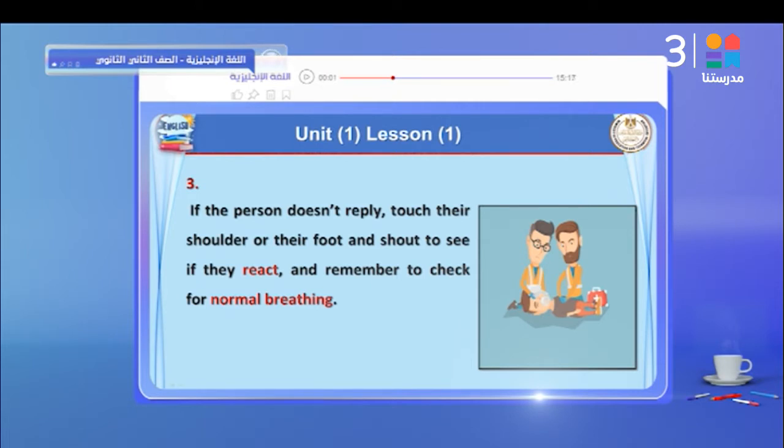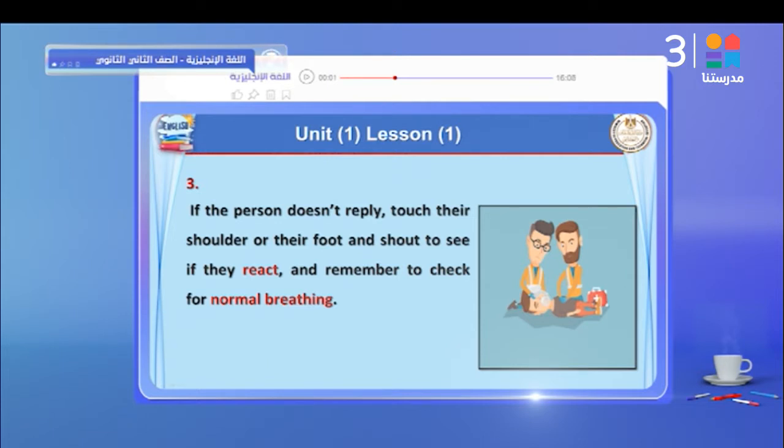Touch their shoulder. What are the shoulders? They are up there, the shoulders. Okay? So touch their shoulders or their feet and shout to see if they react. Shout to see if they react. So we will shout loudly to see how they would react.